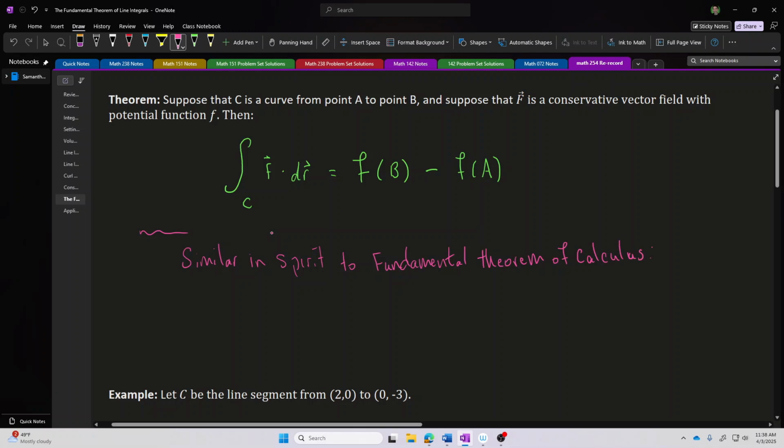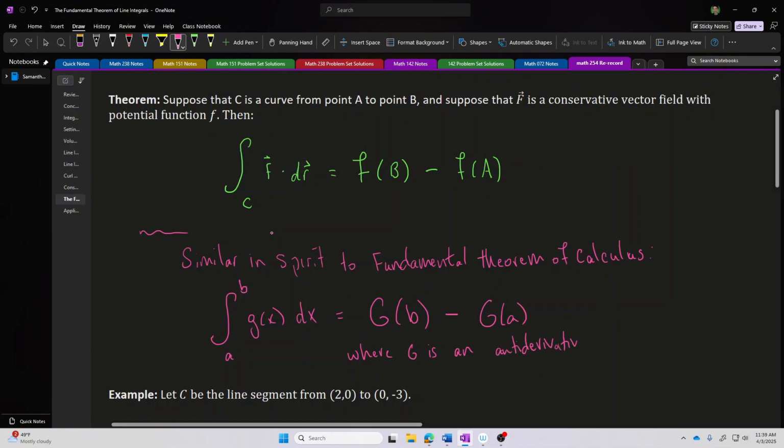Which said that if you were integrating a function, g of x, from some initial value x equals a to some final value x equals b, then all you had to do was find an antiderivative of the function that you were integrating, and then plug in the final x value, plug in the initial x value, and then subtract the two, where capital G is an antiderivative of lowercase g in this context.